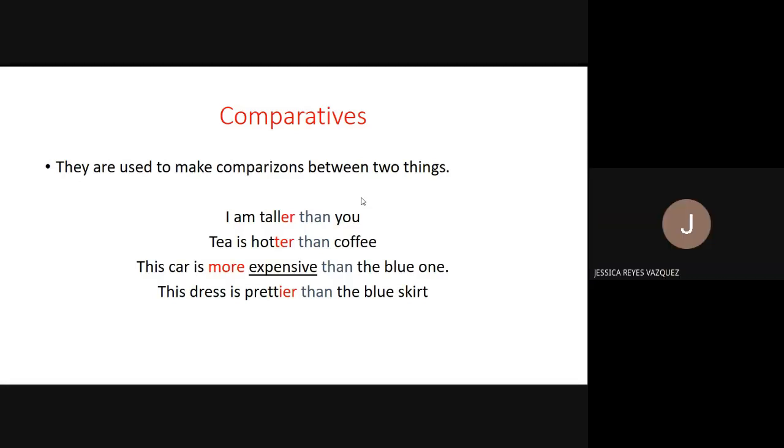I am thinner than my cousin. I have longer hair than my sister. I have much more work. Can you repeat the previous one? Okay. I have much more work than my brother.